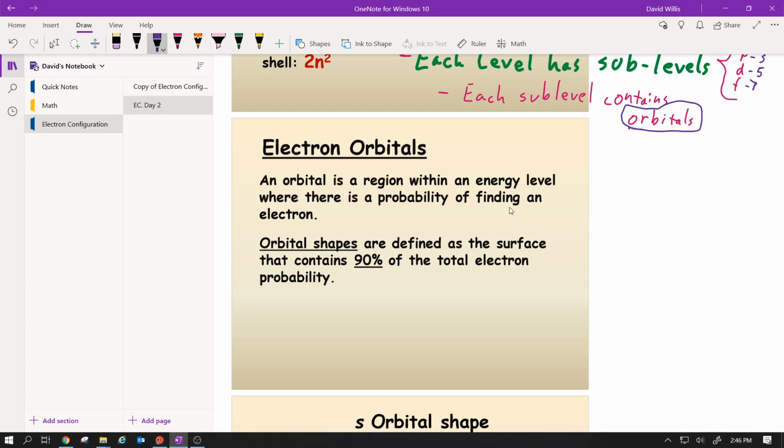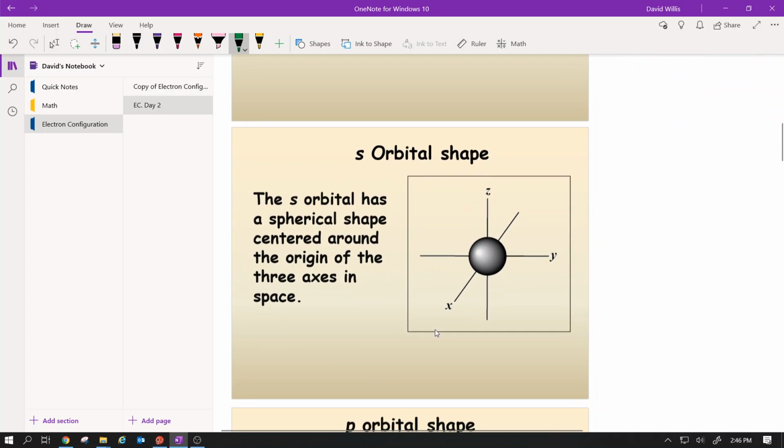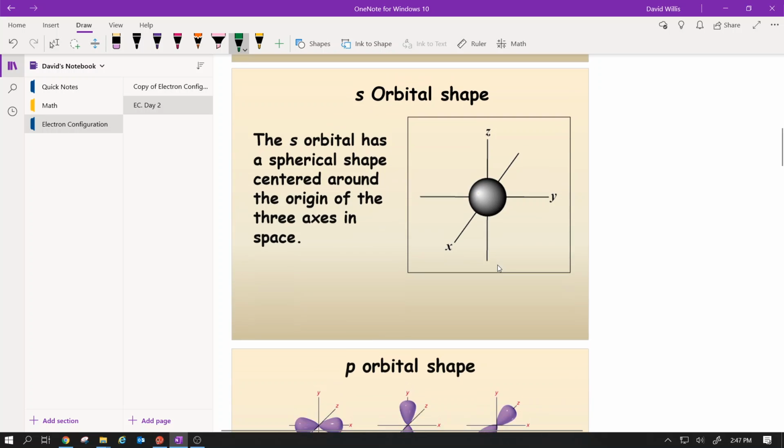Again, an orbital is a region within an energy level where there is a high probability of finding an electron, specifically over 90%. Okay? Here is our s orbital. Remember that it has a spherical shape. That does not mean that the electrons orbit in a circle. It means that within that spherical region, there is a 90% probability that you will find the electrons that belong in that orbital. Okay? So it is the probability of that.